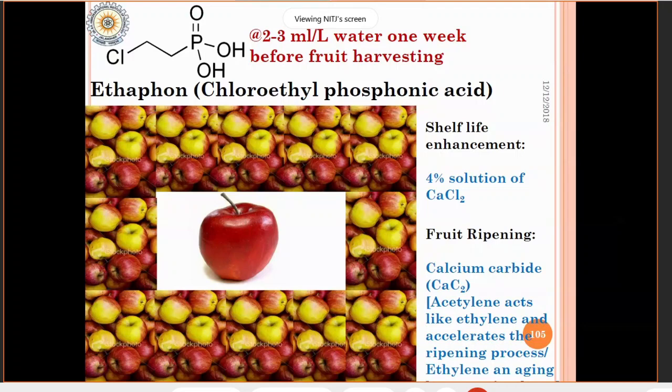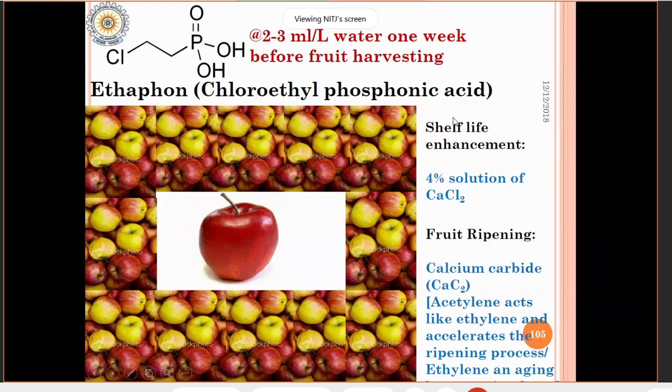I can give you a beautiful example of an apple here. Would you like to eat the central one or the ones in the periphery? Because the central one, no doubt, is good looking, but it is chemically treated. It's treated with chloroethyl phosphonic acid. You just add 2 to 3 ml per liter of water and spray it 1 week before harvesting. You'll get a good color on the apple, but it is chemically treated. It will harm you if you eat it.